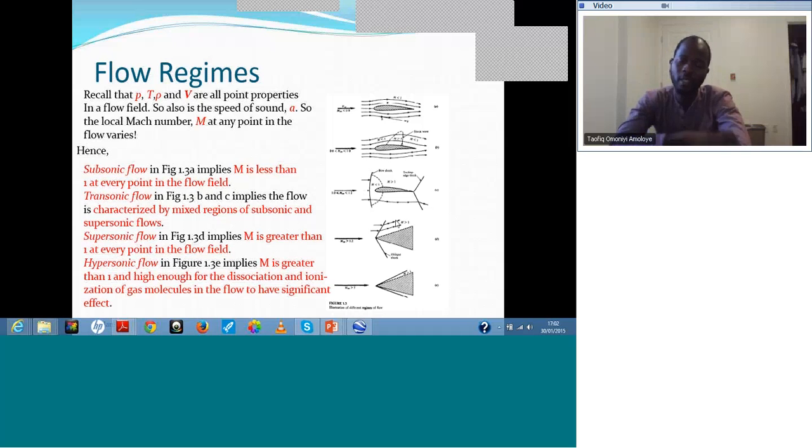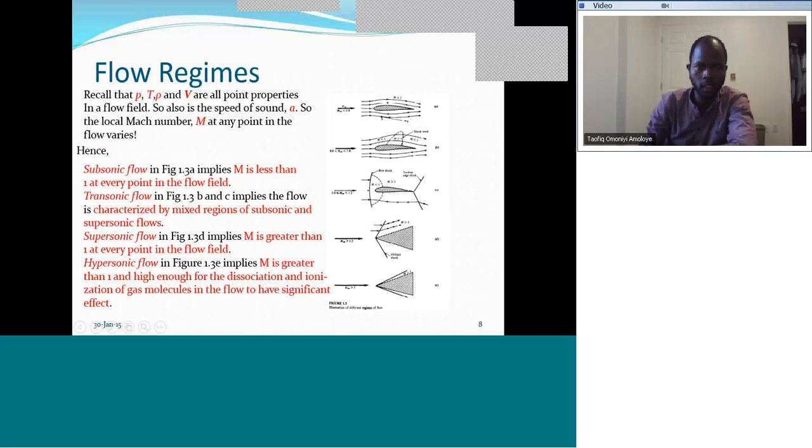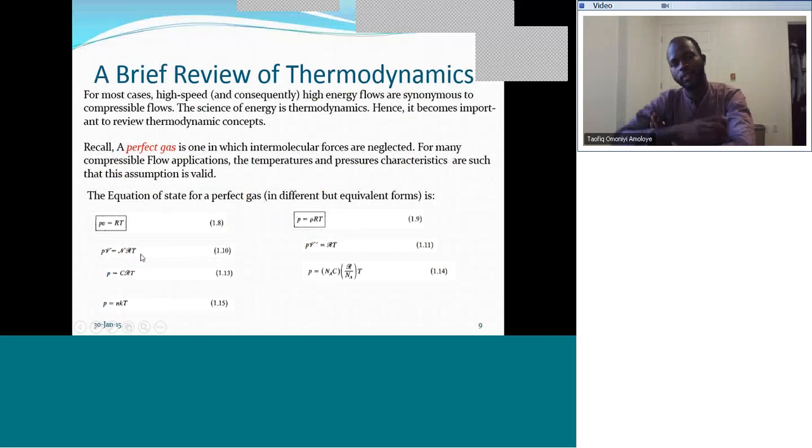So we go on. Already we see that high-speed flows have a lot to do with transfer of energy, because we've talked about the temperature increasing and decreasing. So if high-speed flows are high-energy flows, then we need to be talking about thermodynamics, which is a science which centers on the study of energy.